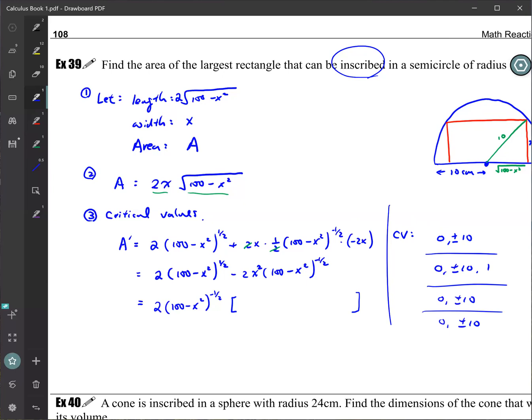I got left with just 100. Just 100. Because when you take out the other one, it's just 100 minus x squared, and then you're left with minus x squared. Minus x squared. Oh shoot, that's 100 minus 2x squared. I'm so sorry.